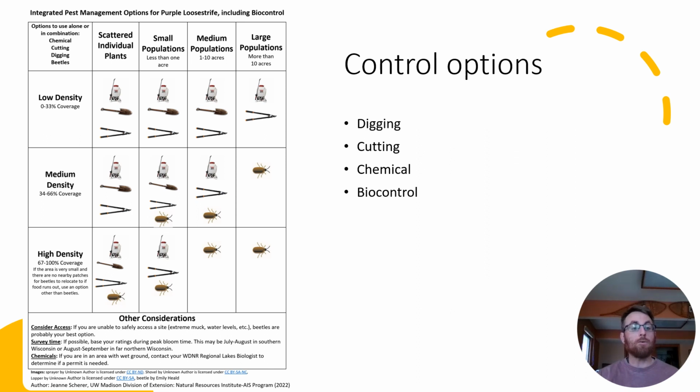And with small populations at medium density, it is possible still to eradicate, but we really need the suppression action of the biocontrol. As we get to larger populations and higher densities, the chemical and mechanical controls are really, really difficult to try to implement. So the goal really is just suppression using biocontrol.